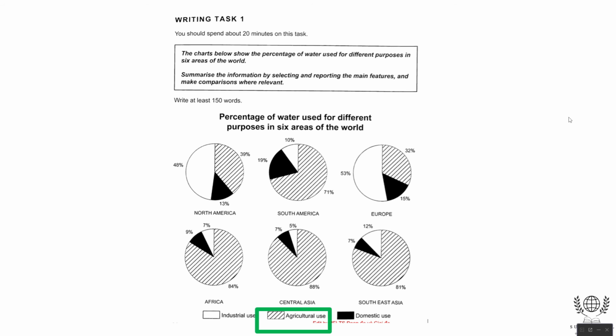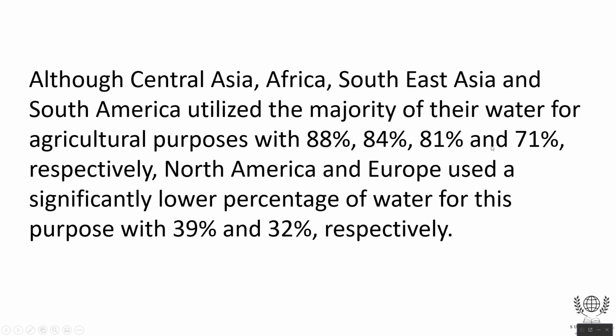We can see that it requires a significant use of water in most of those countries, but predominantly in South America, Africa, Central Asia, and Southeast Asia, while Europe and North America do not use as much water as those other countries. Although Central Asia, Africa, Southeast Asia, and South America utilize the majority of their water for agricultural purposes with 80%, 88%, 84%, 81%, and 71% respectively, North America and Europe use a significantly lower percentage of water for this purpose with 39% and 32% respectively.